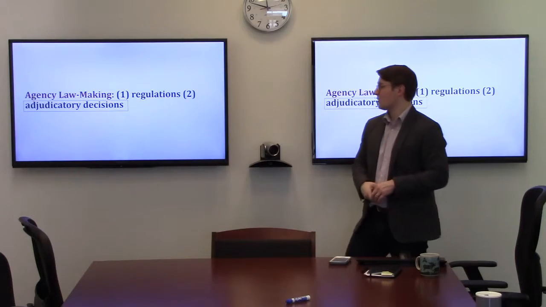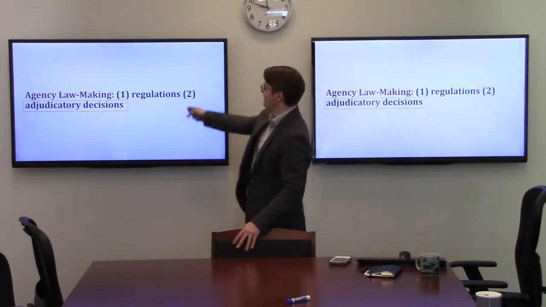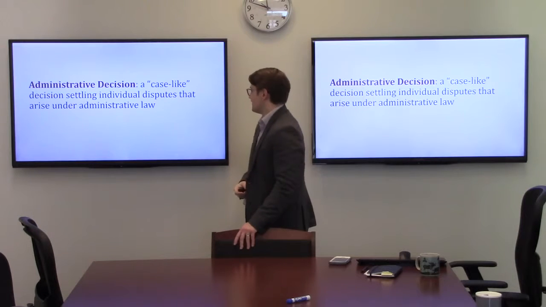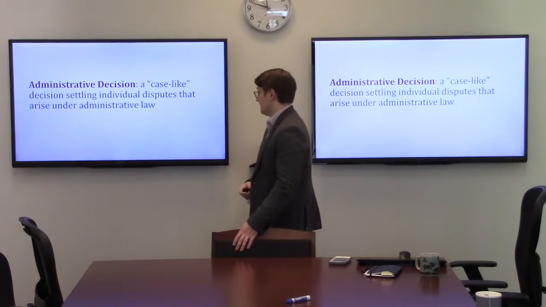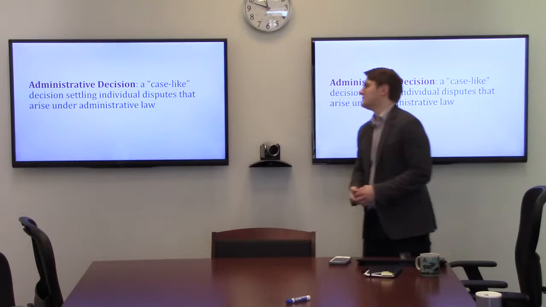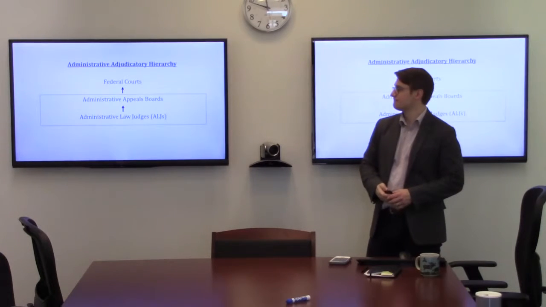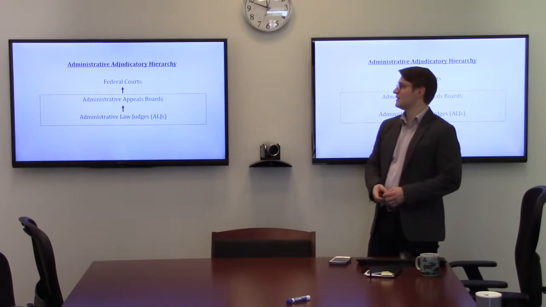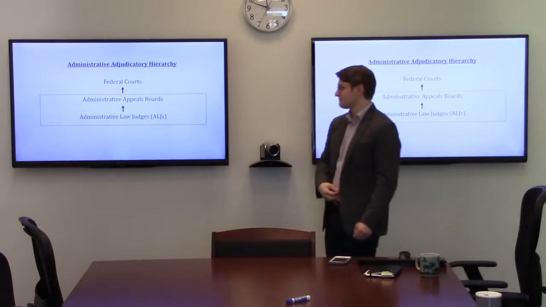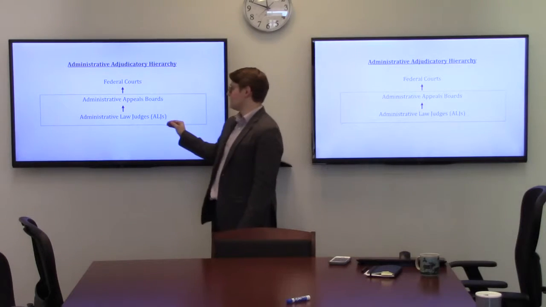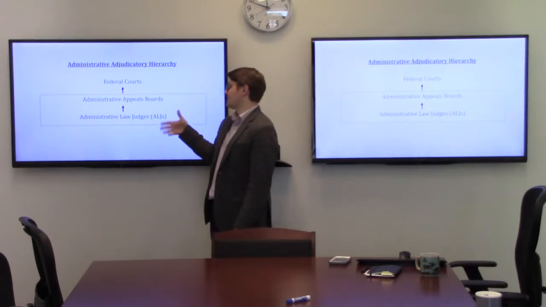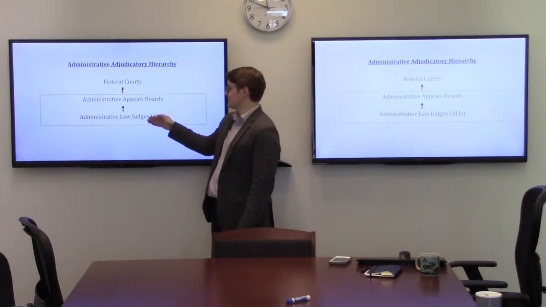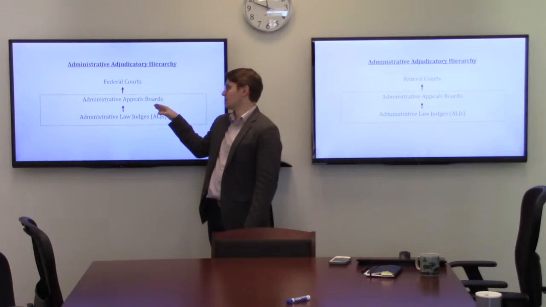Right, last few minutes are another type of agency law I feel like never gets enough attention, adjudicatory decisions. So this is a case-like decision settling individual disputes that arise under administrative law. So every agency, or almost every agency, is going to have some sort of administrative adjudicatory hierarchy. You have a quasi-trial court level, which is typically administrative law judges or something like that. And then you have one or more appeals levels within your agency, right? Something like an administrative appeals board, right?